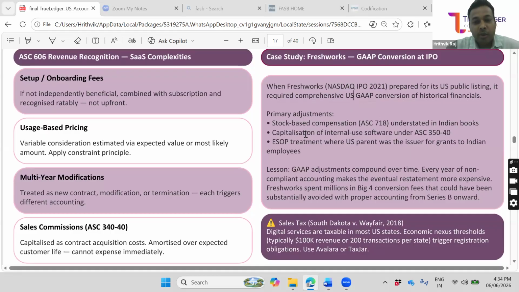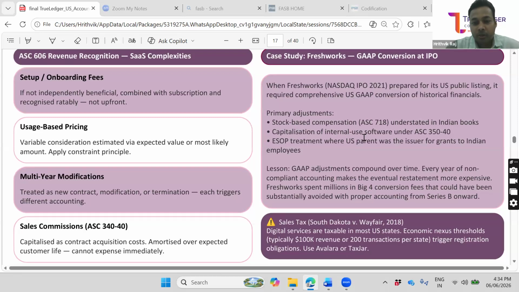So in India, what happened? They had capitalized a huge volume of amounts, which they had to devalue and charge to the P&L account. Then they found some irregularity regarding stock-based compensation, ASC 718. That led to a delay of approximately 4 years in getting the accounts listed, and they had to incur a huge amount to pay to the Big Four.